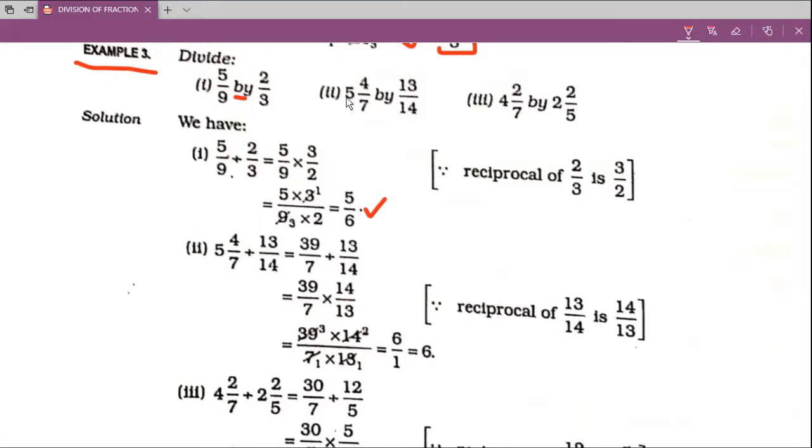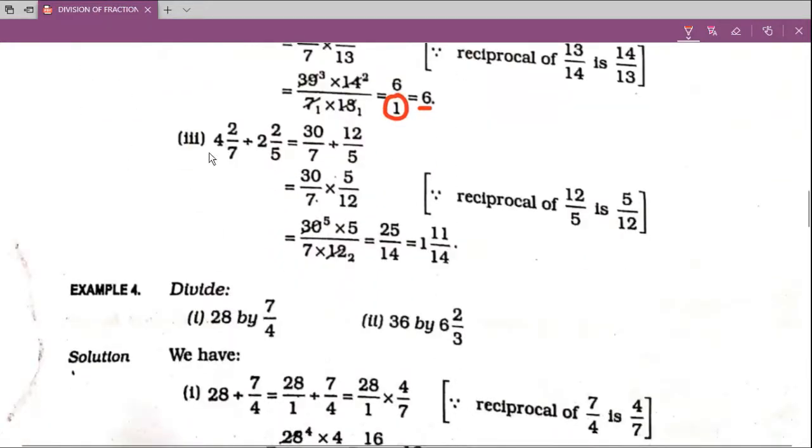In the next question, 5 whole 4 by 7 divided by 13 by 14. So we change this mixed fraction into an improper fraction. 7 fives are 35 plus 4 is 39. 39 by 7 divided by 13 by 14. So 39 by 7 into 14 by 13. 7 and 14 both have the common divisor 7. 7 twos are 14. And 39 and 13 have the common divisor 13. 13 threes are 39. 2 into 3 is 6. 6 by 1. So the answer is 6, because 1 is always in the place of any whole number.